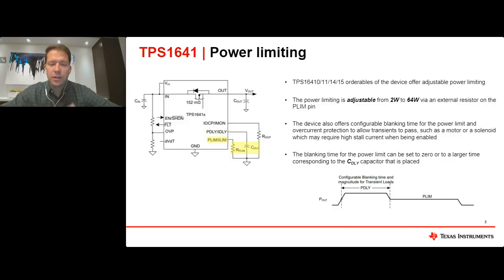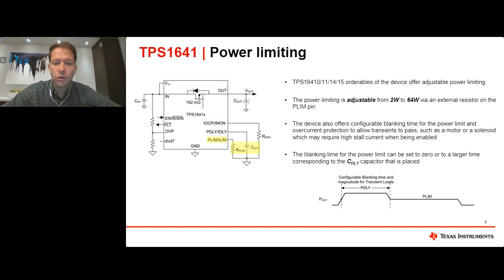So now we'll go into some of the specific key features of our eFuses. The first feature that we'll talk about is the power limiting of the device. There are 4 different orderables which have this power limiting: versions 1.0, 1.1, 1.4, and 1.5, which offer adjustable power limiting. The power limiting is adjustable from 2 watts up to 64 watts via an external resistor on the P-limit pin, shown in the diagram to the left.